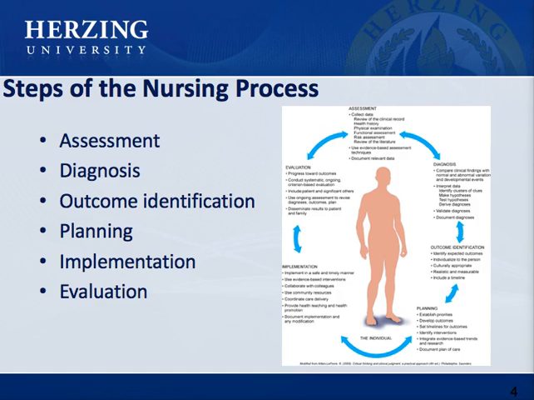Planning. This is when you would establish priorities based on meeting identified patient care goals, develop outcomes, and set time frames for meeting the proposed outcomes. You need to identify relevant interventions and utilize interdisciplinary healthcare team members in the care planning process for the patient. And also you need to document the plan of care.